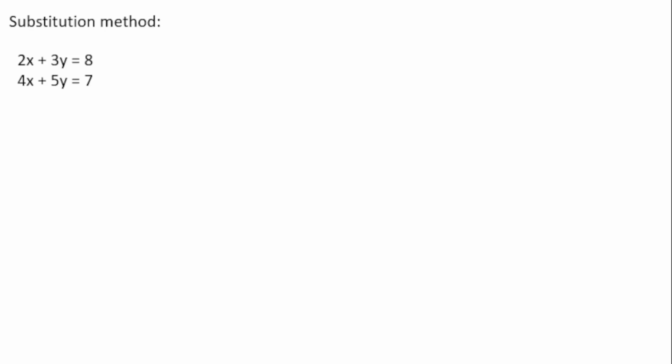Now what is the substitution method? Here two equations are given. Two equations will be given in a substitution method, and we have to find the values of x and y. Now take any equation, we will take the first equation. Find out the x value here. 2x is equal to 8 minus 3y. So here x is 8 minus 3y divided by 2.